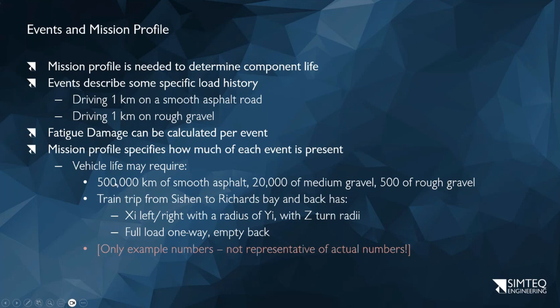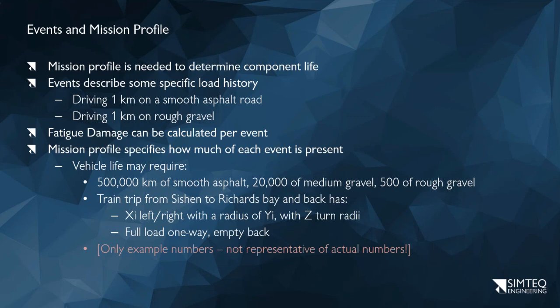So that would be my mission profile that says I want to know the damage of 500,000 kilometers of this, plus 20,000 of that, and 500 of this. And if this is my required life, the damage for that has to be less than 1. And that does not even include some kind of a safety factor as well.